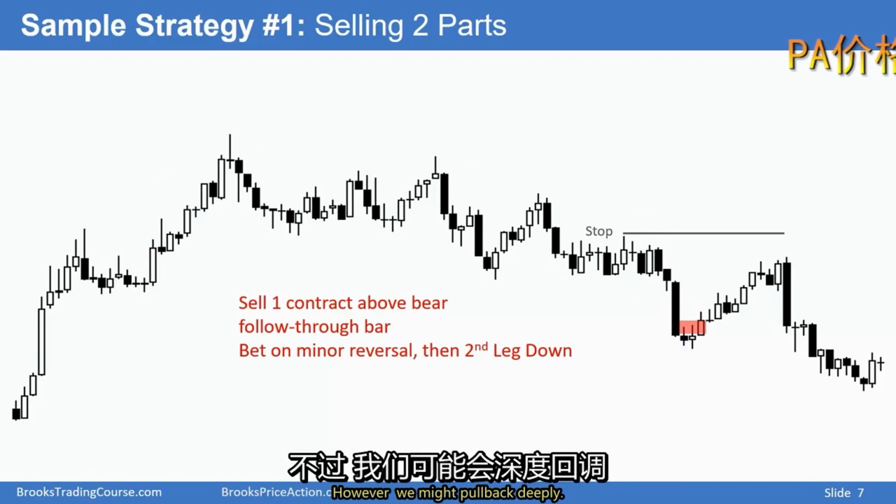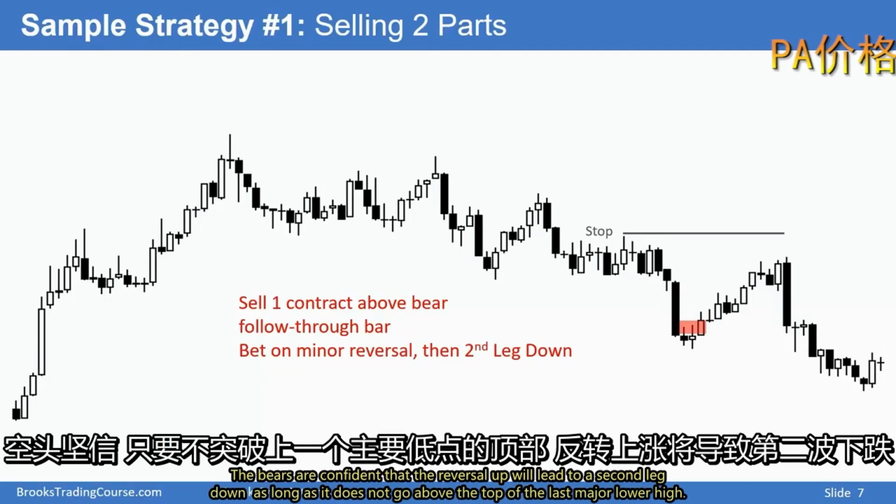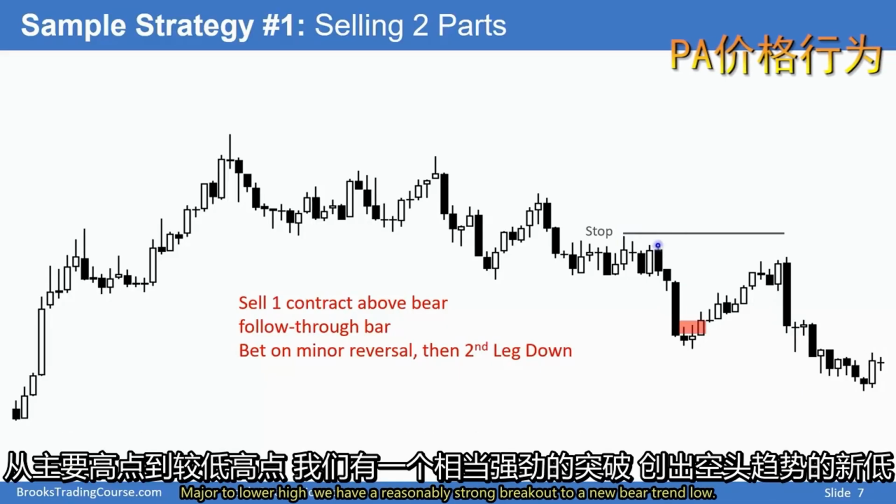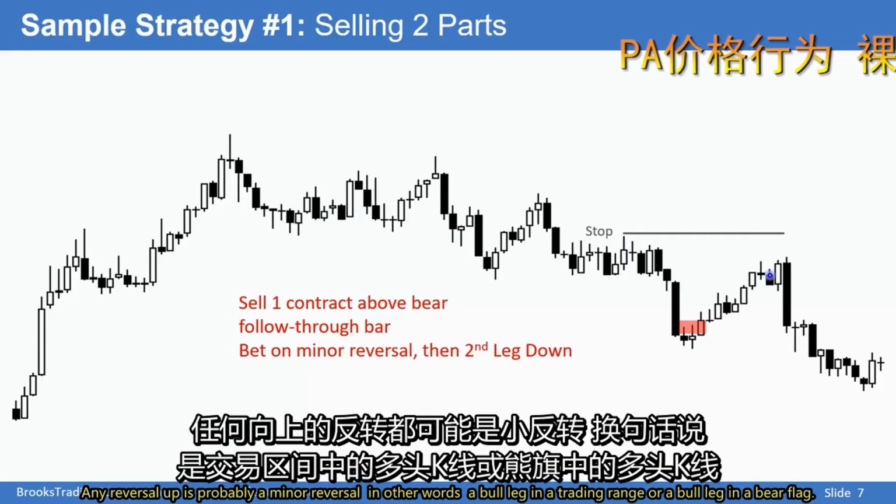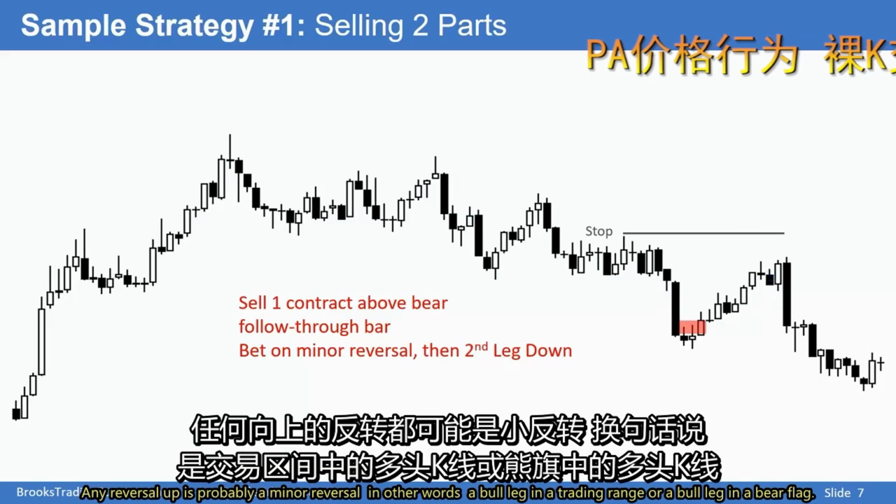However, we might pull back deeply. The bears are confident that the reversal up will lead to a second leg down as long as it does not go above the top of the last major lower high. We have a reasonably strong breakout to a new bear trend low. Any reversal up is probably a minor reversal. In other words, a bull leg in a trading range or a bull leg in a bear flag.